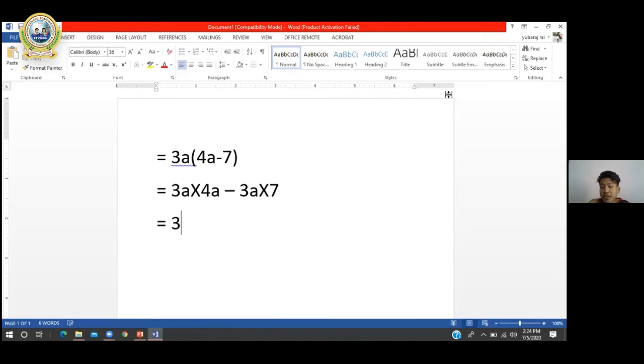Coefficients are multiplied by coefficients. 3 and 4 are multiplied together and the powers of a are added. In the first one the power is 1, in the second one the power is 1. Okay, first term done. Now we are in the second term. Minus 3 and 7 are multiplied with each other. Meanwhile, there is no other a. In the second term there is only one a, so the powers are not added, because there is no a to add the power with.